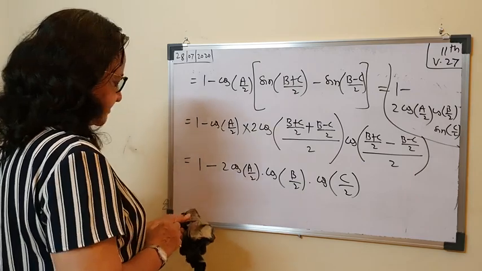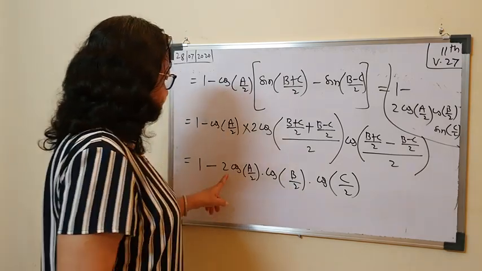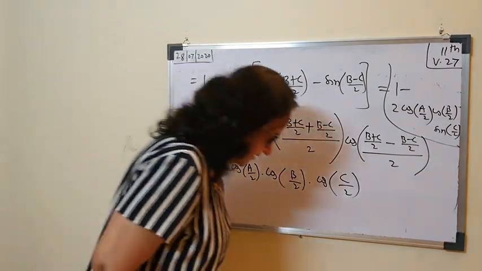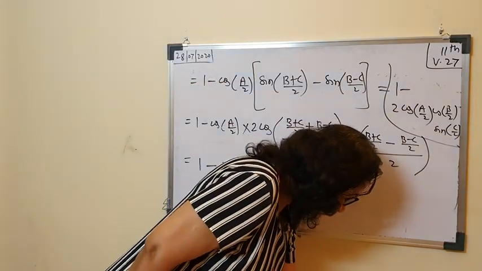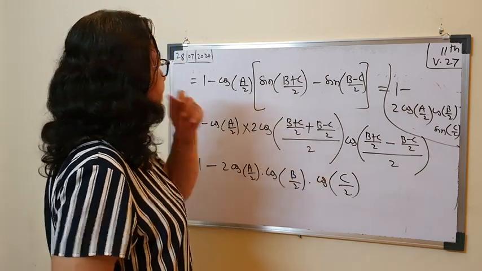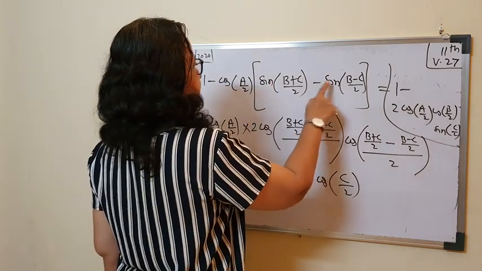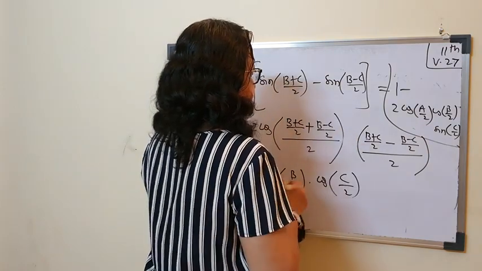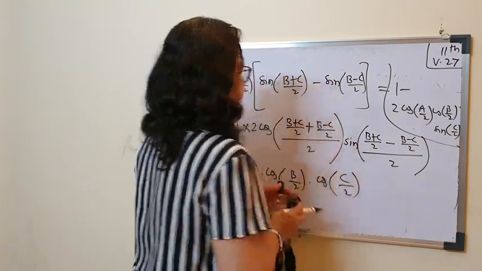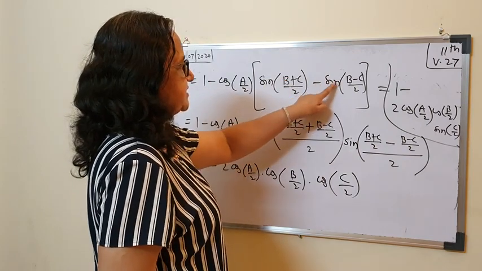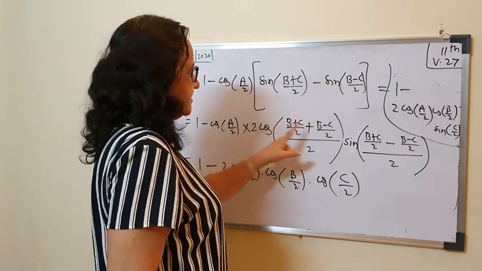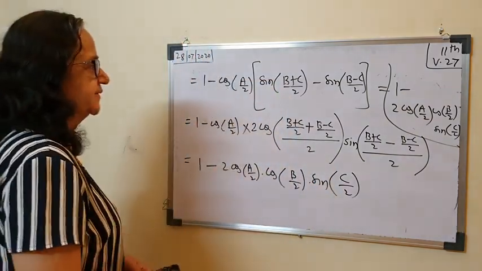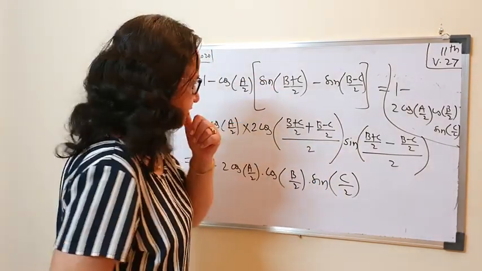So I think you got the answer. 1 minus 2 cos A by 2 cos B by 2. Oh, it doesn't come sin C by 2, it comes cos C by 2. Oh, sorry, I made a mistake. Sin C minus sin D, formula is 2 cos and this is sin. I'm so sorry, this is sin term. You understand? Where it is sin C minus sin D, first is cos, next is sin. So this is sin. Sorry, writing mistake. And then you get the final answer. Whatever you need. Okay?